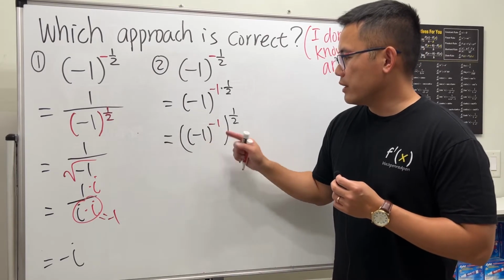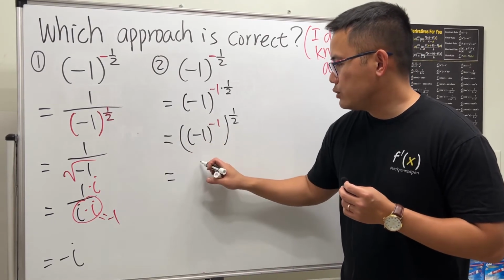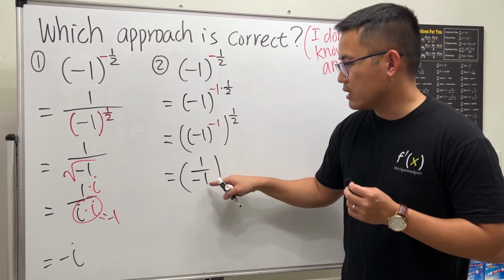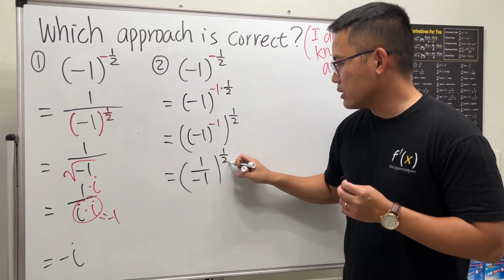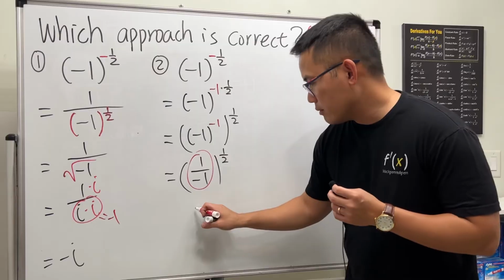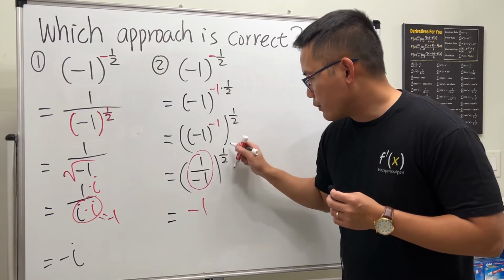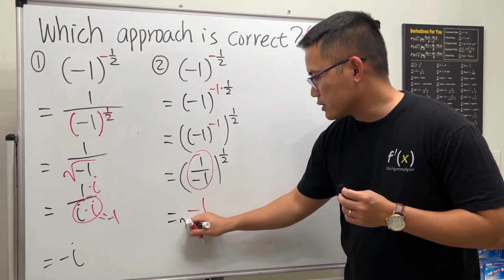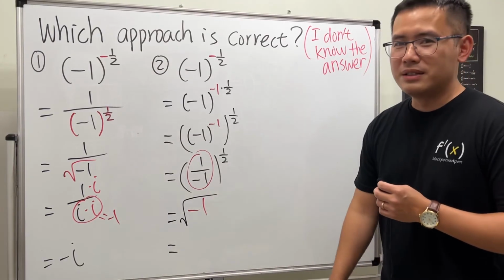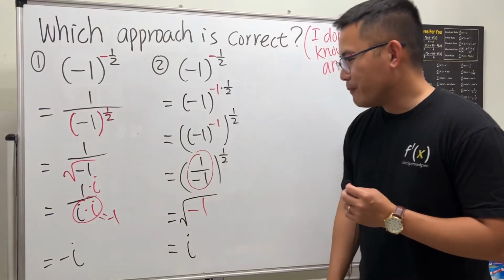Now what's -1 to the -1? Well, that's really just 1 over -1. Yeah, that's the inside, just that. And then we have that to the 1/2 power. Now what's 1 over -1? Just -1. And then, of course, the 1/2 power is a square root. And finally, we have the square root of -1. Oh my god, it's i.